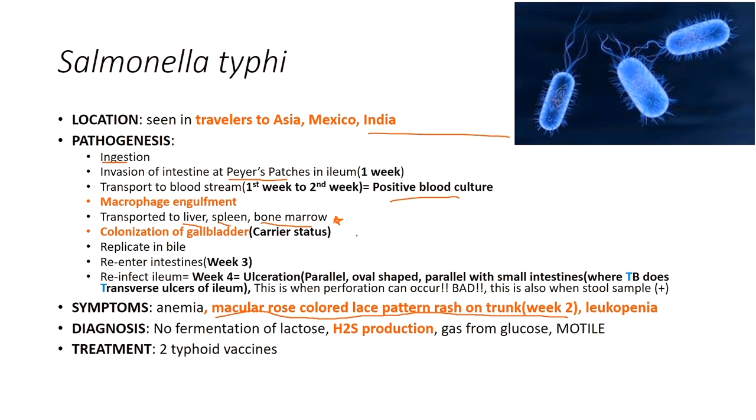The other thing with this liver is once we make it in the liver, we can make it into the bile. When we make it in the bile, we make it to the gallbladder. And this is a place where it can colonize in the gallbladder and live and hang out and spit out little bacteria over years and years and years, known as the carrier status. This is very important. You know why? Because this was Typhoid Mary.